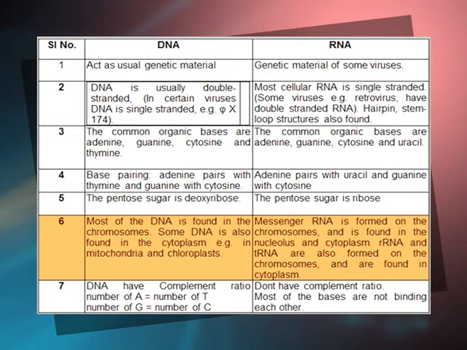In the case of RNA, messenger RNA is formed on the chromosomes and is found in the nucleolus and cytoplasm. rRNA and tRNA are also formed on the chromosomes and are found in the cytoplasm. DNA has a complementary ratio: the number of A is equal to the number of T, and the number of G is equal to the number of C. But RNA does not have a complementary ratio, and most of the bases are not binding to each other.